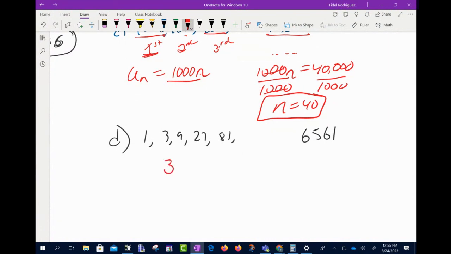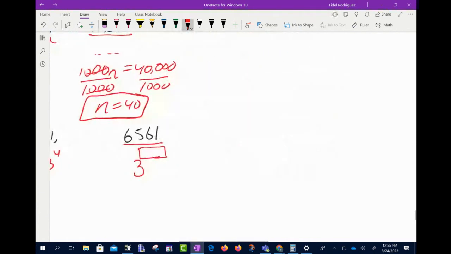So I wanted to think about this. Remember, that's 3 to the 1. Isn't 9 the same thing as 3 squared? This one is 3 to the 3rd. This one is 3 to the 4th. So what I want to figure out here is 3 to what power would give me 6,561? Let me show you what I hope is the easy breezy way of doing that.